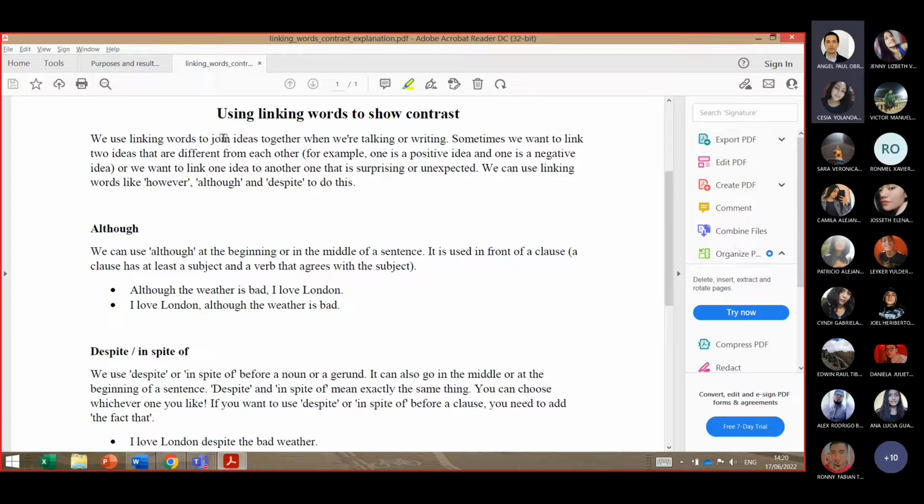Vamos a leer esta parte. Dice, we use linking words to join ideas together when we're talking or writing, ¿sí? Entonces, para escribir o hablar, utilizamos estos linking words. Sometimes we want to link two ideas that are different from each other. See, for example, one is positive idea and one is negative idea. Entonces, dice que muchas veces tenemos dos ideas, ¿no? Que queremos contrastar. Entonces, muchas veces una idea es positiva, la otra es negativa, ¿sí?